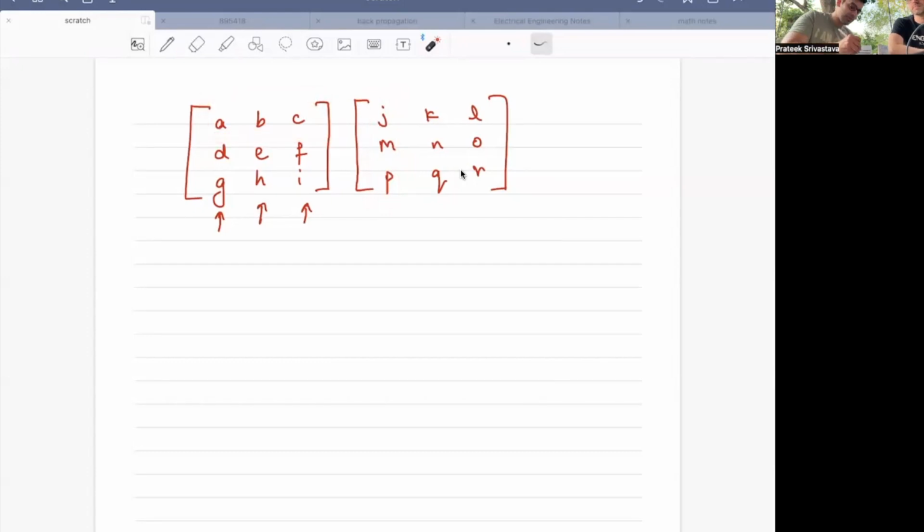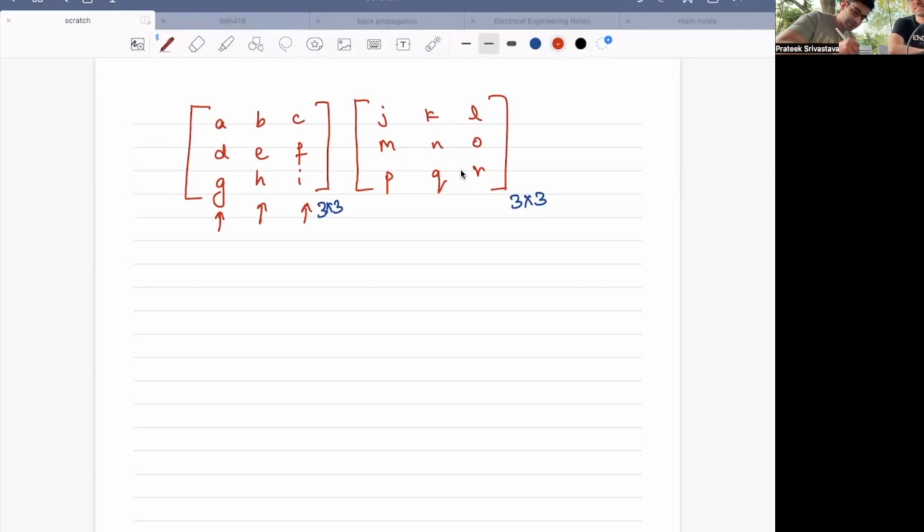Okay, so which means A multiplied by J, B by M, and C by P. So let's write that down. Before doing that, let's see what the shape of the first matrix is. It's 3 by 3, and the second matrix is also 3 by 3. So right away, before you even do any computation, do you know what the shape of the result is going to be? Yes. All right, well, what is it?